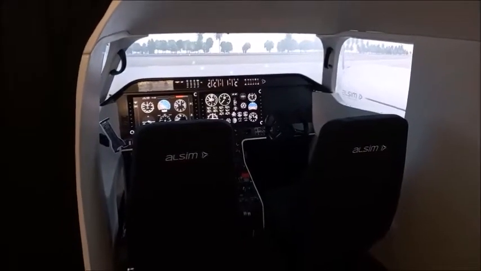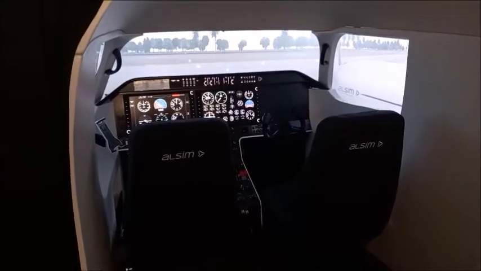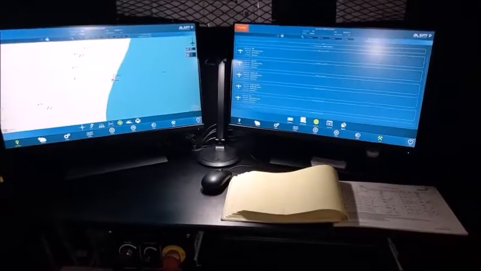Okay, this is a view of the simulator from behind the seats, and it's all been controlled by at least this computer over here.